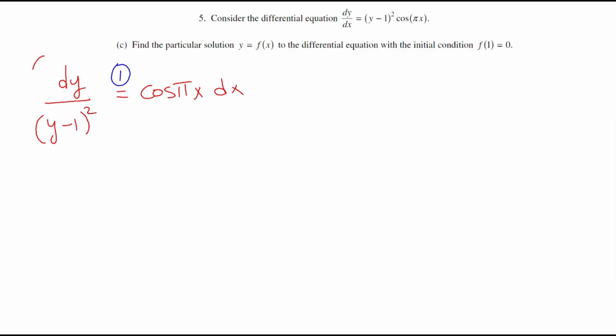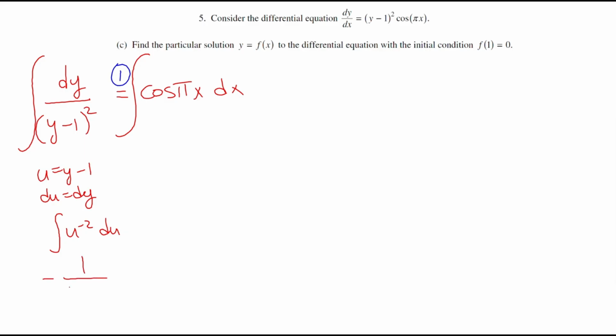You're going to get a couple points for the antiderivatives here for correctly doing each of these, because they both require a u sub. And so if u is y minus 1, then du is just dy. And so this integral looks like the integral of du over u squared, or u to the negative 2 du. Well, the integral of u to the negative 2 is just negative 1 over u, or negative 1 over y minus 1. And of course, we'd add a plus c, but since we're going to have a plus c on the other side, we don't need to put it on both sides.